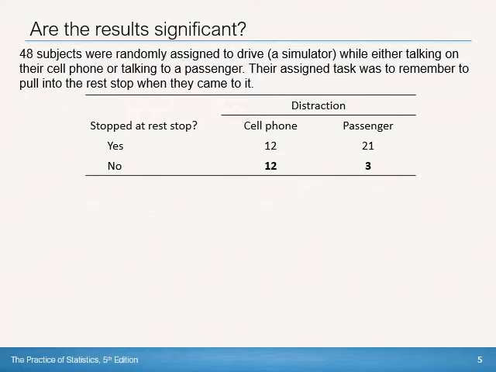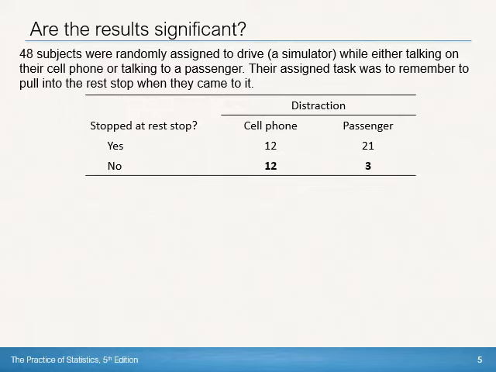So anyway, the 48 subjects are randomly assigned to drive a simulator while either talking on their cell phone or talking to a passenger sitting next to them in the simulator. Their assigned task is that when they're driving down the highway and they see a rest stop, they're supposed to pull over into the rest stop and come to a stop. And so that's their task.